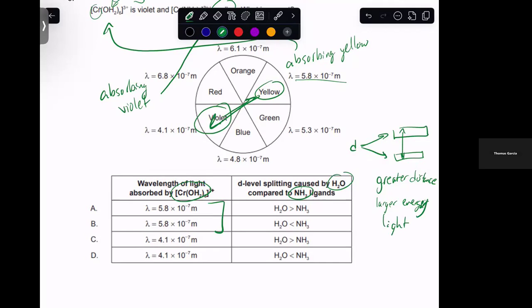And also, if you remember your electromagnetic spectrum, violet is higher energy. So we know that to absorb violet equals high energy, which would therefore equal more splitting. So H2O absorbs yellow, meaning it absorbs lower energy, meaning it has less splitting. So the D-level splitting of H2O has to be less than ammonia, B.